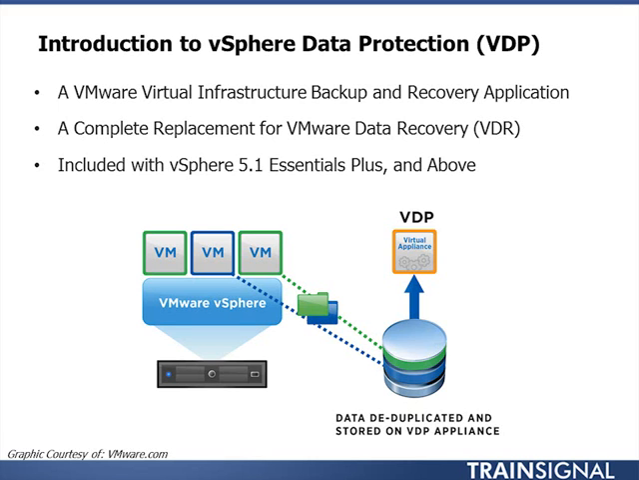So it backs up your vSphere virtual machines and it recovers your vSphere virtual machines or even individual files inside. With vSphere 5.1, VDP is a complete replacement for a previous backup and recovery application that VMware provided called VMware Data Recovery, or VDR. So with vSphere 5.1, VDR, or VMware Data Recovery, has been completely discontinued, and the new replacement going forward is VDP, or vSphere Data Protection.